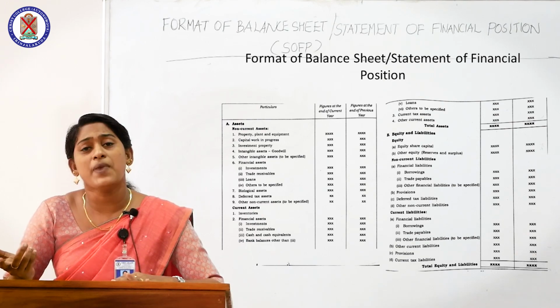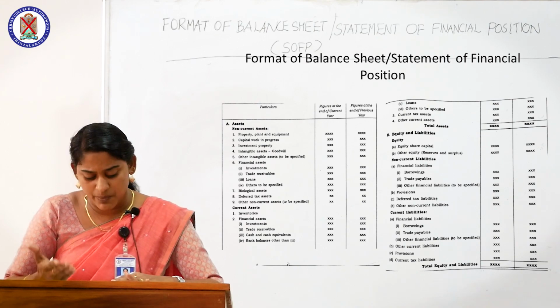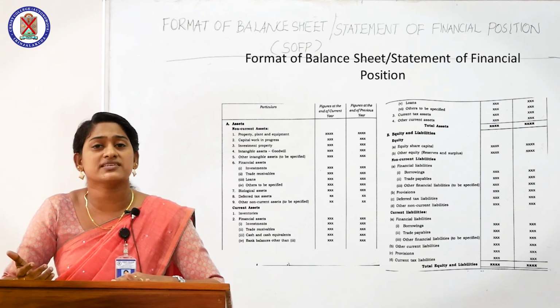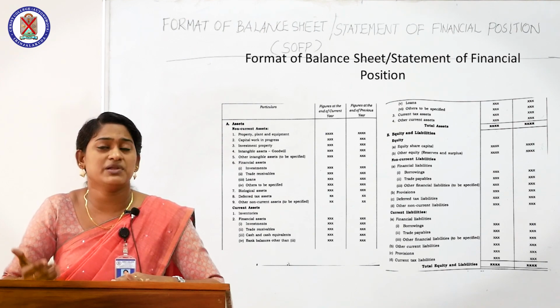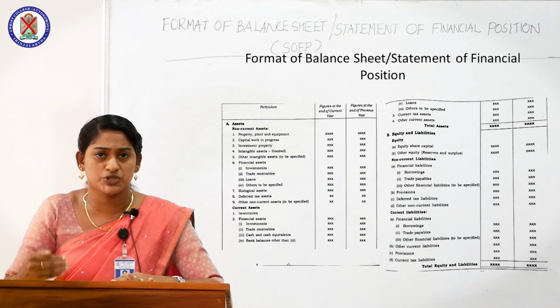If there is any other liability, it should also be mentioned in this head, for example, bank overdraft. Then the next one, provision. We have already discussed provision. Then current tax liability. Current tax liability means when the company pays less tax than the amount that was due.